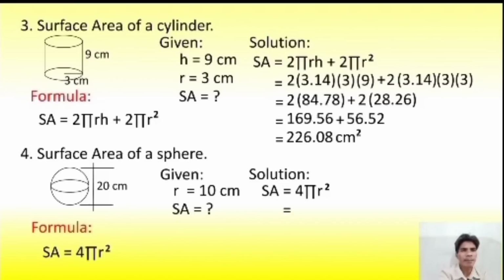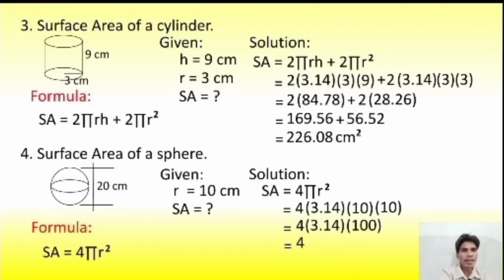Then equals, copy 4, then times the value of pi, 3.14, then times the radius, 10, then times another 10 because of the squared. Then equals, copy 4, copy 3.14, then 10 times 10 is 100. Then equals, copy 4, 3.14 times 100 is 314. Then equals, 4 times 314 is 1,256. Then copy the unit cm, then write the squared.